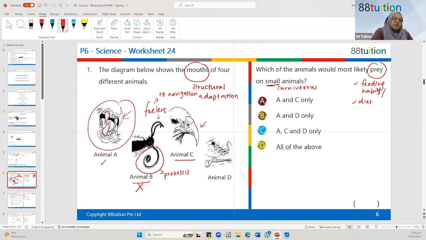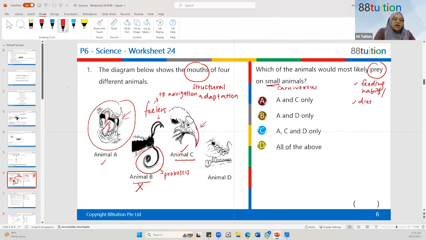Animal C, you can see the end of the beak is very sharp, so very equipped to tear off the flesh of the small animals. So I would say C can be accepted. Then after that, animal D is the problem. Animal D, the diet of animal D. You look at the teeth. Got any very sharp teeth or not? Got a bit, right? If you look closely, got a little bit.